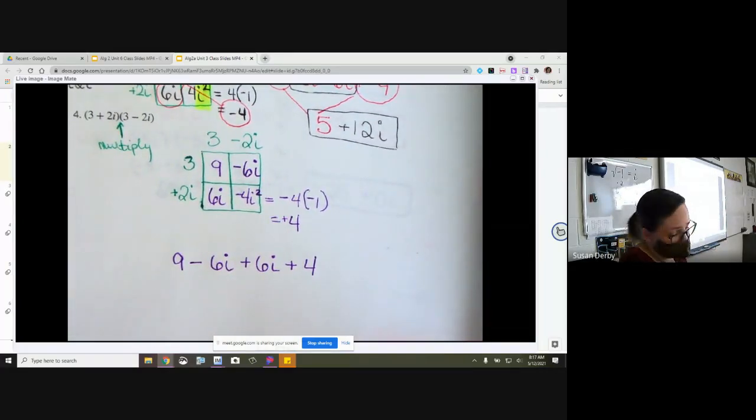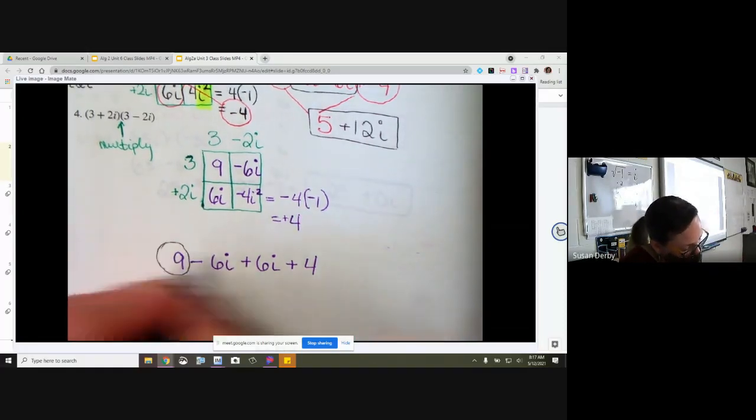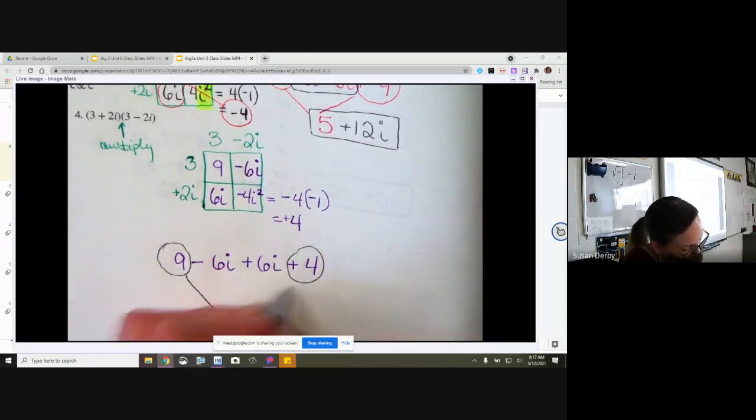What would you combine together first, Aiden? The 9 and the 4. All right, 9 and 4. What are we getting when we have a 9 and a +4? 13. Beautiful.